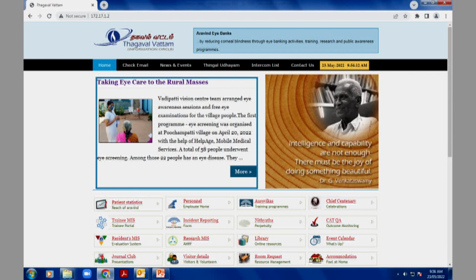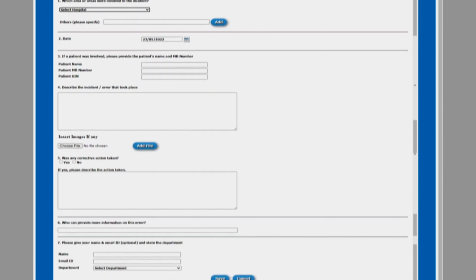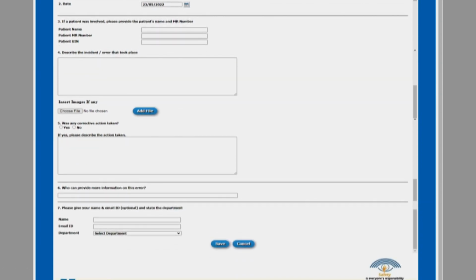anybody can report. This is incident reporting. They click on that, and it produces an incident reporting form. The form is very simple and anonymous, and anybody can report. But we also encourage them to put their name, and people who can be contacted, so that we'll be able to address these issues in a much better way.